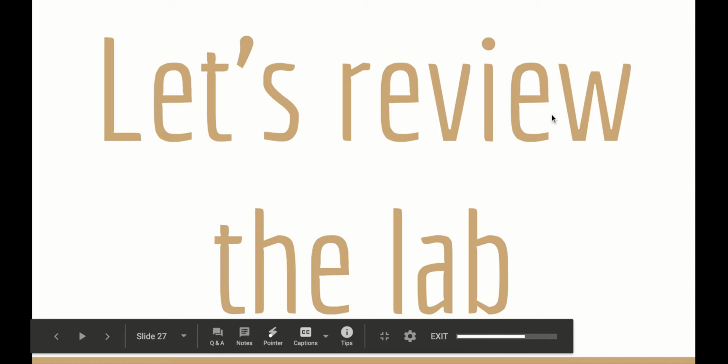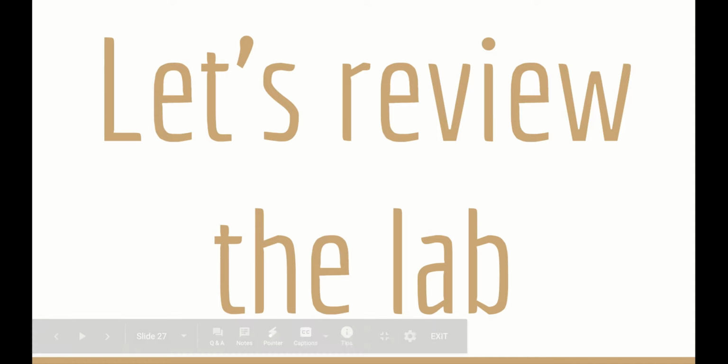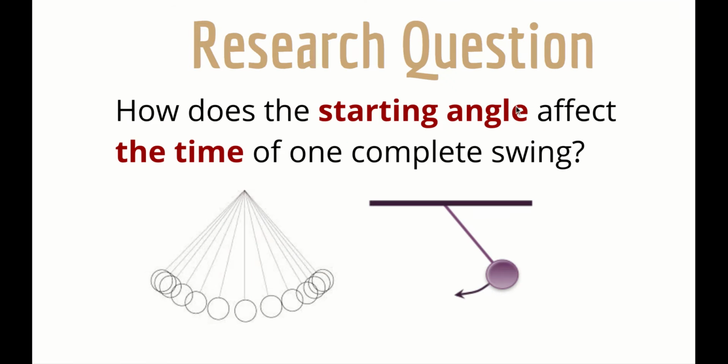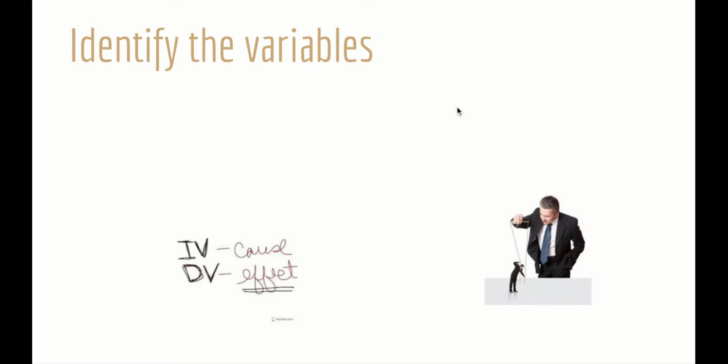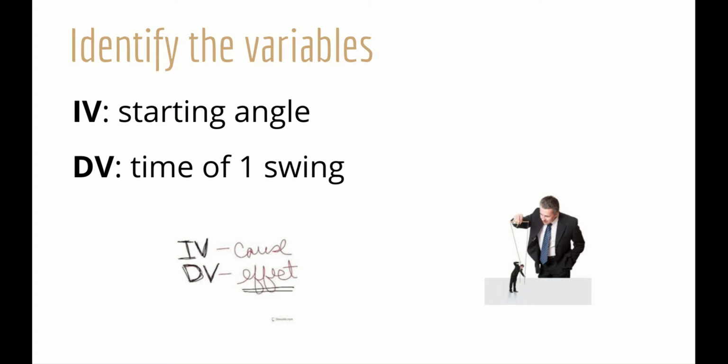Okay, so today we are going to review the Pendulum Lab and discuss our findings of the Pendulum Lab. So, the research question again was, how does the starting angle affect the time of one complete swing? The variables were the starting angle was the independent variable, and then the DV was the time of one swing.